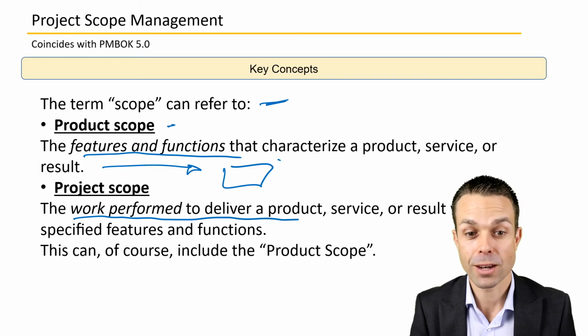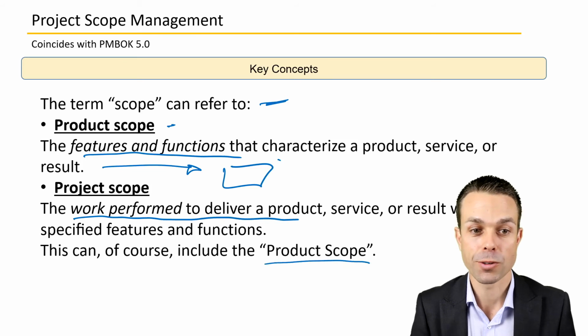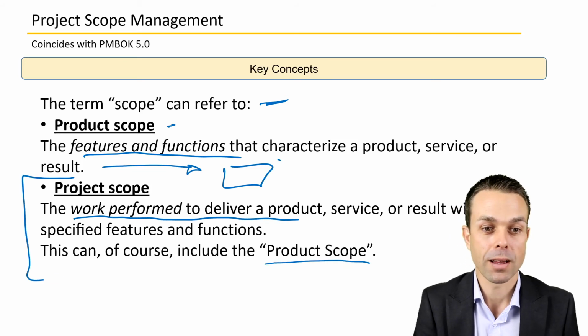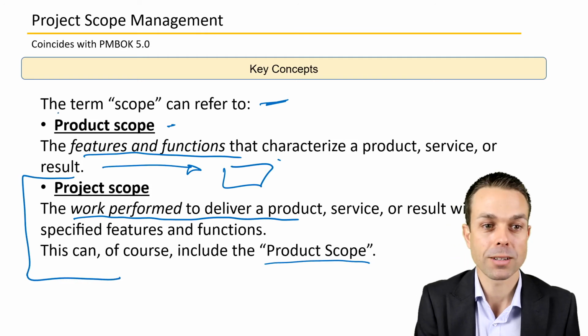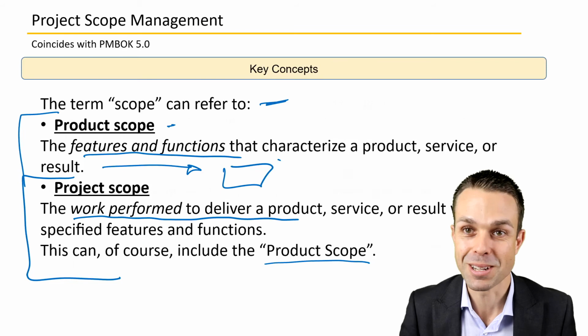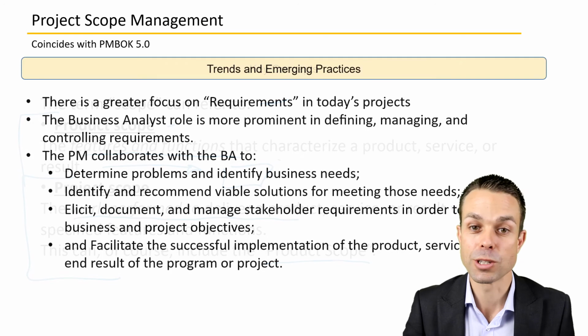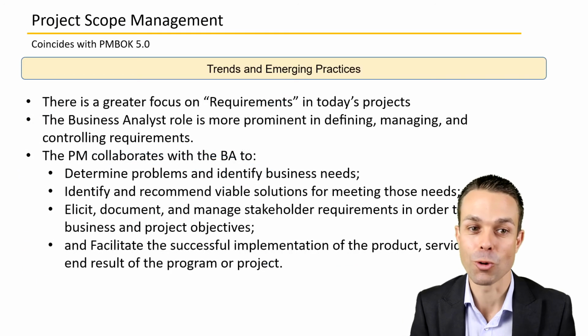So this can of course include the product scope. So project scope is the work performed, so what work are we doing? But the product itself is what are we delivering? Trends and emerging practices in project scope management.